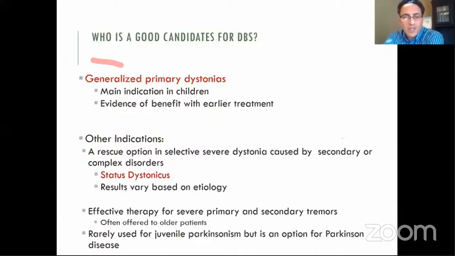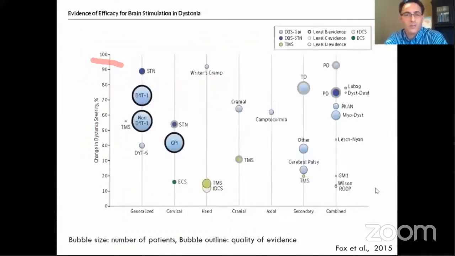It also has been increasingly used as a rescue option in selective severe dystonias that are caused by secondary or complex disorders, such as status dystonicus, which is a severe dystonia that cannot be treated with any other measure in select patients. And in this situation, results vary based on etiology. It's an effective therapy for severe primary and secondary tremor disorders. Often it's been done in older patients, but obviously a child with very severe tremors is something that can be considered. It's also rarely used for juvenile Parkinsonism, but it's an option for treatment of adult Parkinsonism.